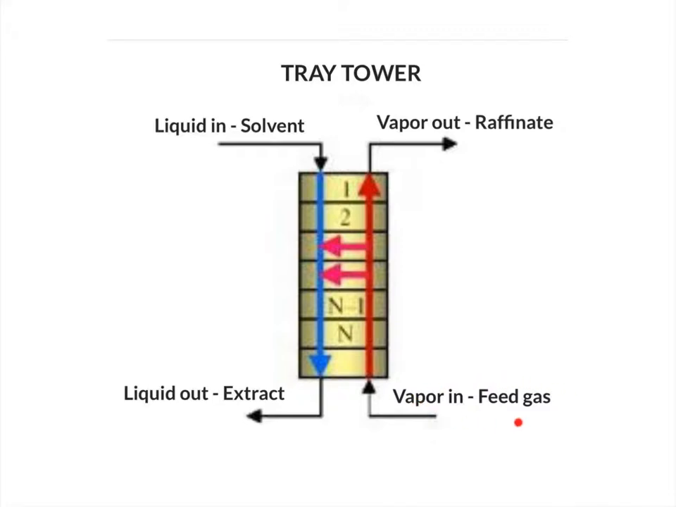The feed gas consists of solute, and this is the feed gas that we want to treat. The majority of the solute in the feed gas will be soluble in the solvent and collected at the extract stream, while the rest of the solute, a very minimal amount, will be released at the raffinate.